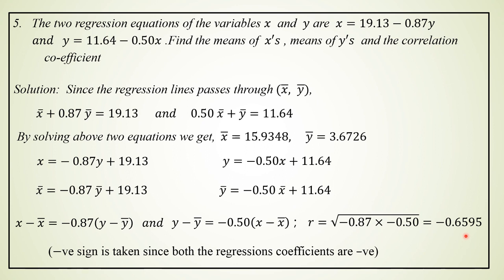which is equal to minus 0.6595. The negative sign is taken since both the regression coefficients are negative here. Observe here the regression coefficient of x on y as well as the regression coefficient of y on x are negative. Therefore, you have to choose the coefficient of correlation as negative. Okay. So that completes the problem.